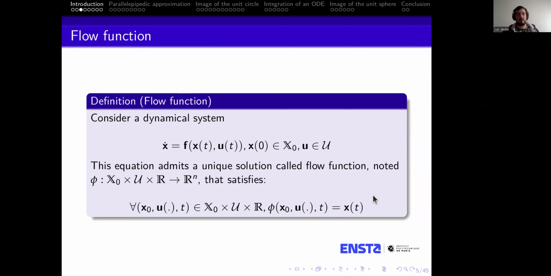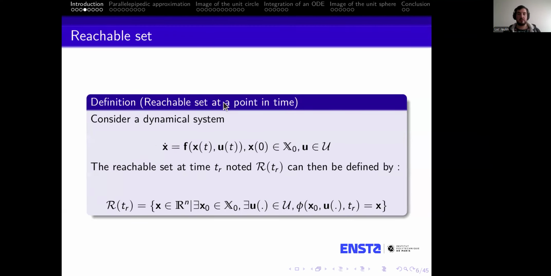These definitions, I can use to define the reachable set at a point in time. So once again, if I consider a dynamical system, the reachable set is the set of all states that my robot can end up in after a time t, depending on its initial state and all the possible inputs.